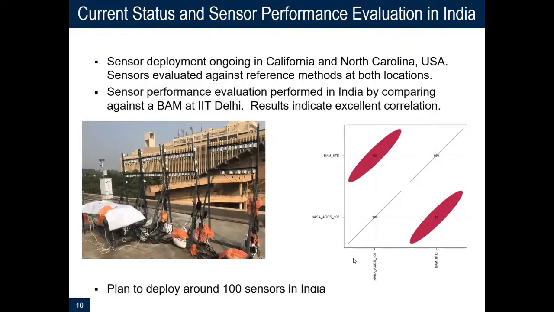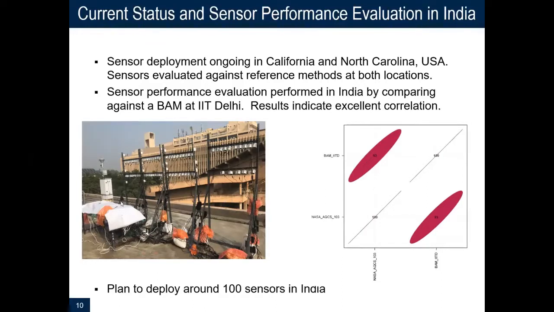Just a current status, we have sensors already deployed in California, and it's ongoing in North Carolina and expanding. Sensors were evaluated against these reference methods at both of these locations. Sagnik also mentioned about an effort in India. So this kind of shows the sensors that you will be hosting. Each one of them was evaluated, was compared against the reference method. So that's shown on the figure there on the left.